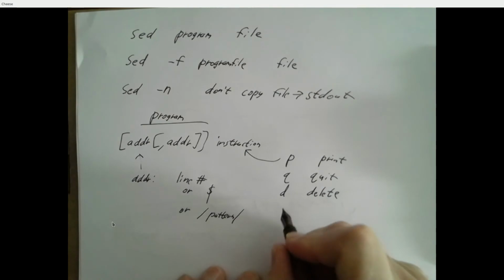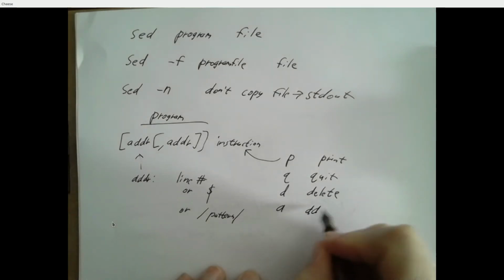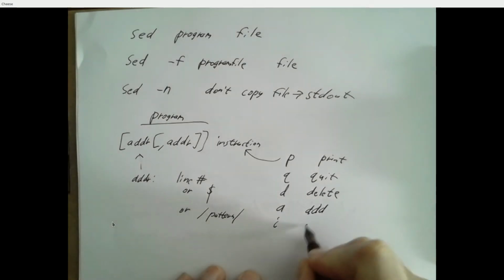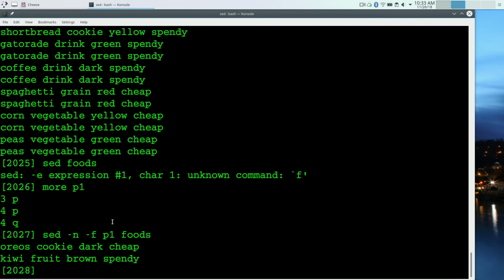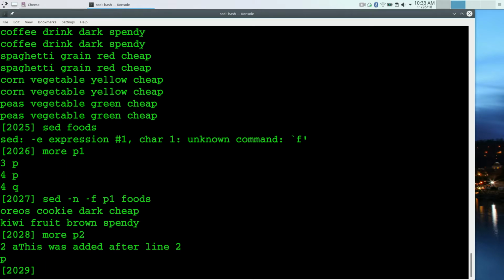All right, we can also say a, which is append, and i, which is insert. And we can shove some extra stuff into our output. And this is append and insert as in vi, right? So a is append, and i is insert. So i is before, a is after.